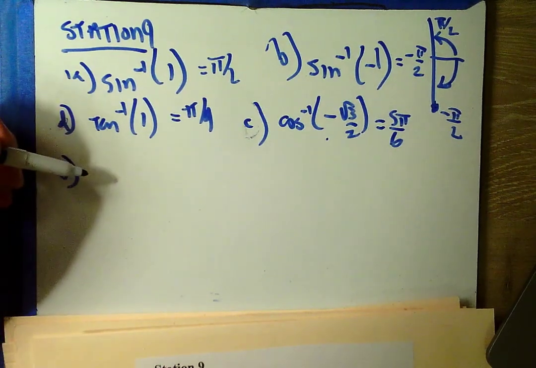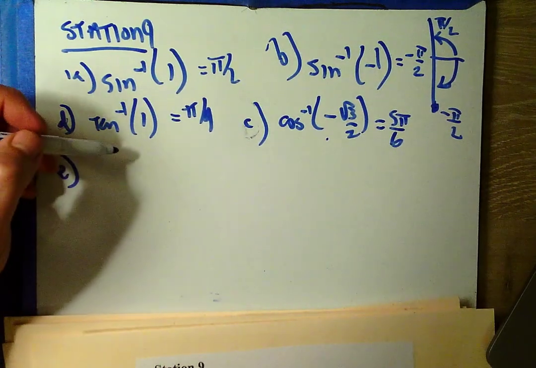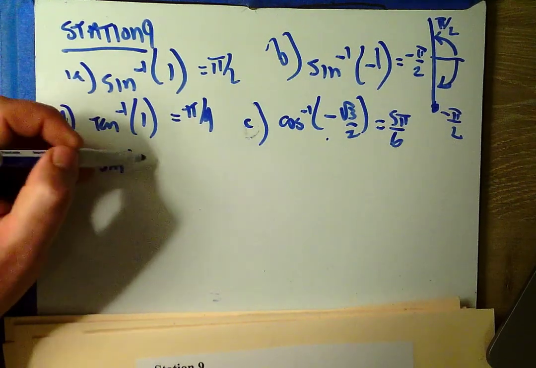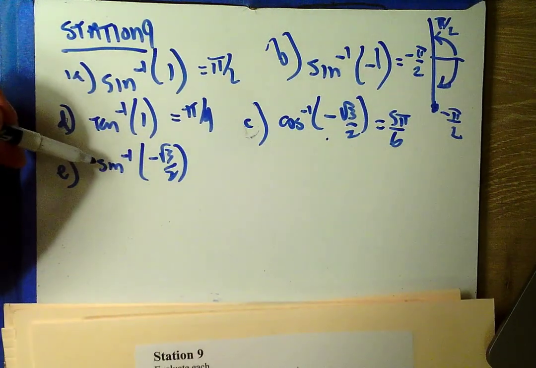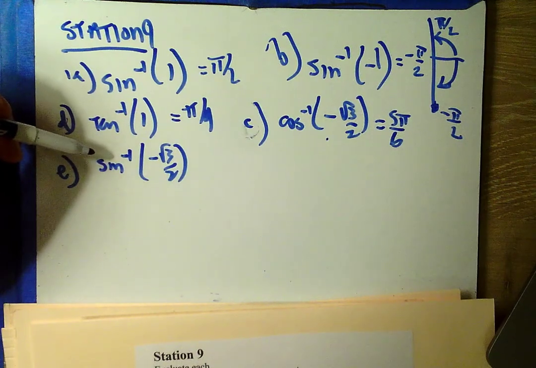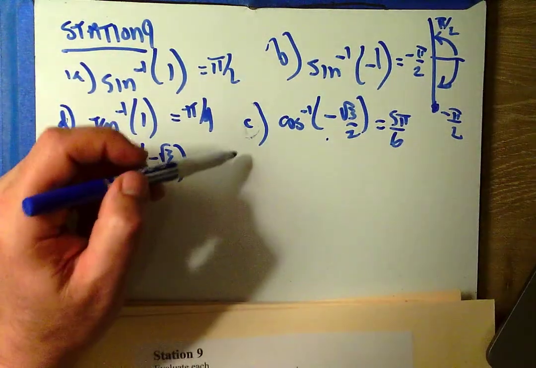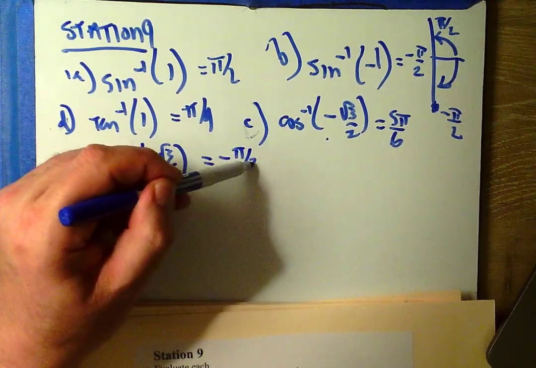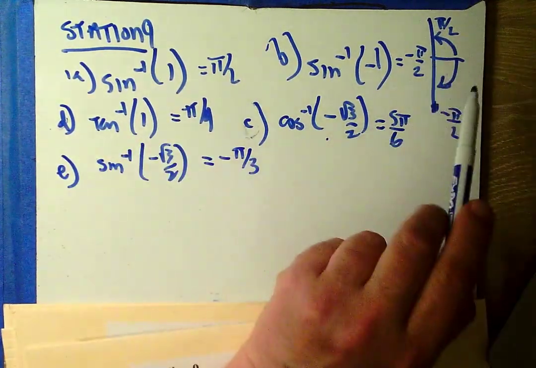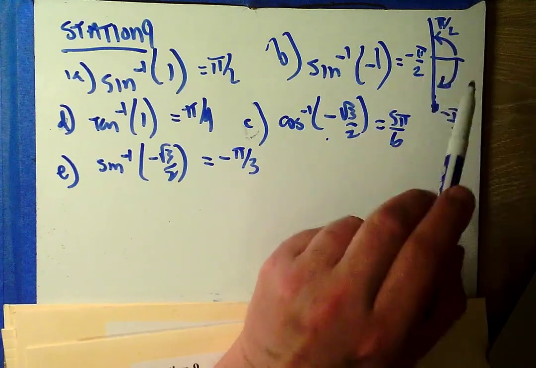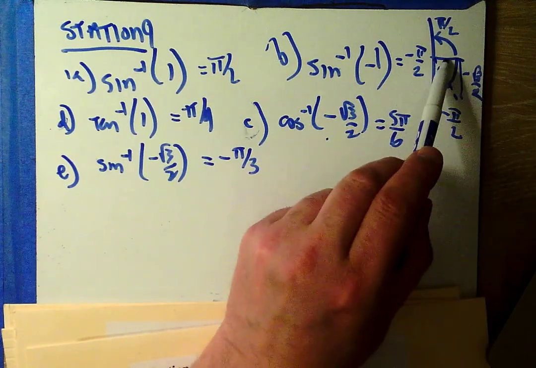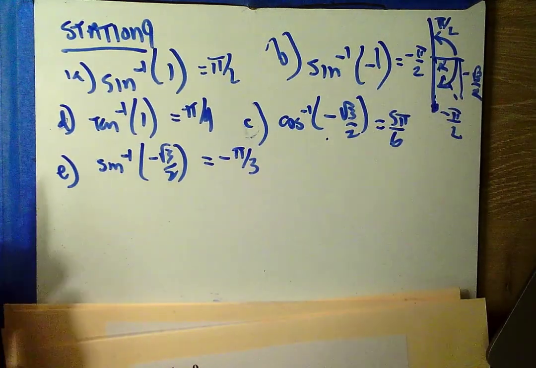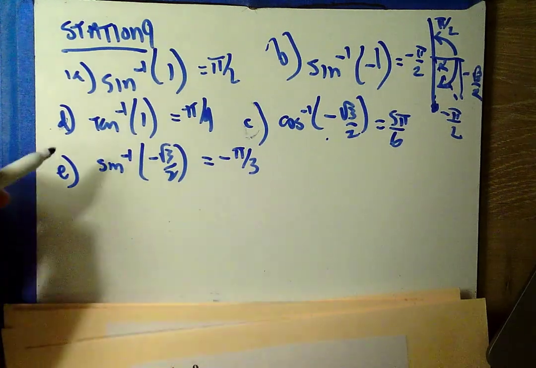Okay, what about E? E says sine inverse of negative root 3 over 2. Again, the restriction for inverse sine is negative pi over 2 to pi over 2. So my answers here are not going to be 4 pi over 3 or 5 pi over 3. My answer is going to be negative pi over 3. I have to choose an answer from negative pi over 2 to positive pi over 2 that has that upness of negative root 3 over 2. That only happens at negative pi over 3. Okay, and there's an F.